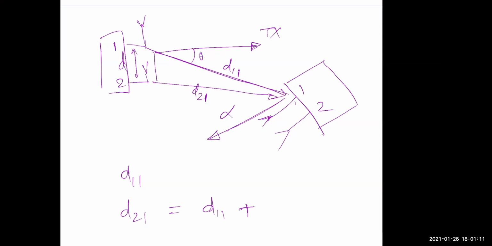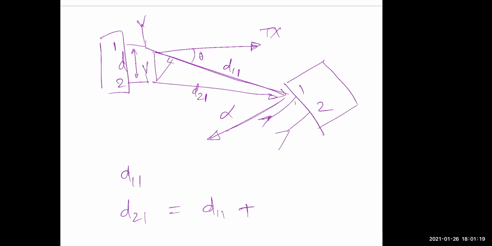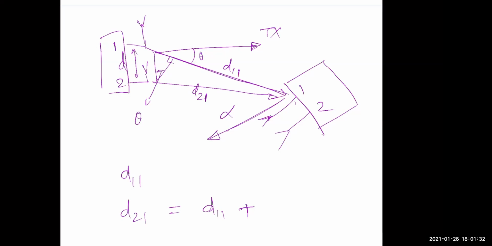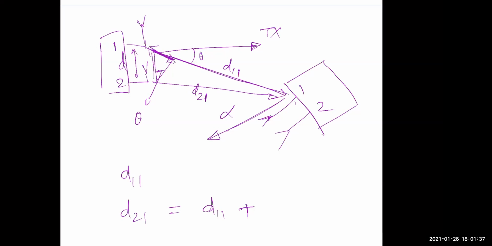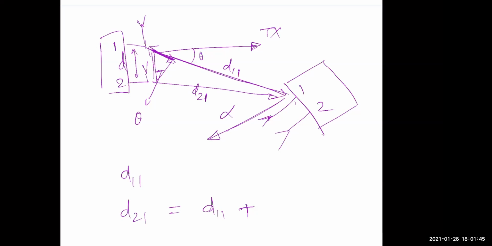Is it cos or sine? So this angle is again theta. So this is D and this is theta, right? So what is this distance? This is your extra distance traveled. Everyone following this? Andrew? Yes. So that is d sine theta.